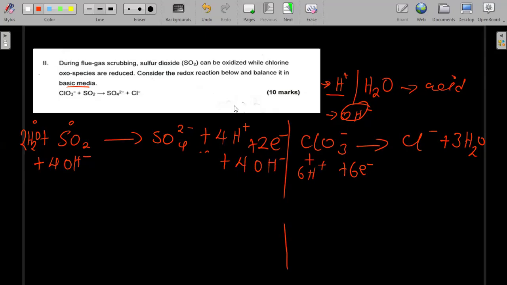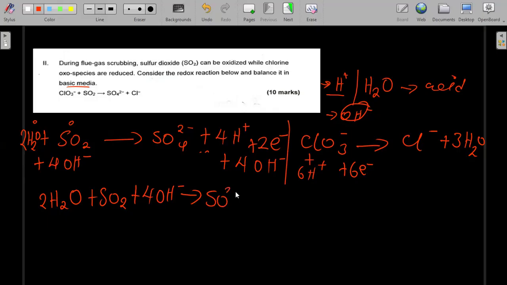So now, what are we going to have if we add 4 hydroxide ions there? What would be the half reaction that we are going to get when we add the 4 hydroxide ions? Okay, so we notice that here on the reactants, we're going to have 2H2O. Okay, then we have plus SO2, plus the hydroxide ions that we've added, isn't it? The minus there, right? Okay, then in the products, you're going to notice that you're going to have SO4 2 minus.